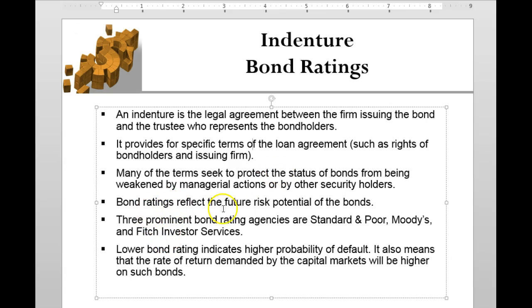And then you have bond ratings, and they reflect the future risk of potential bonds. And there are three biggies on that: Standard & Poor's, Moody's, and Fitch.